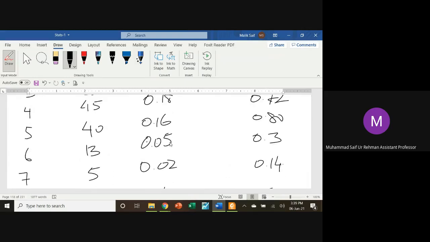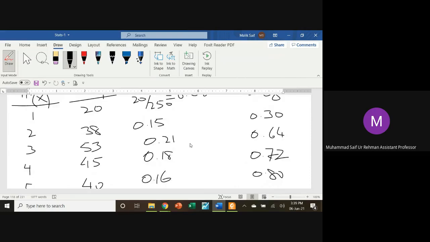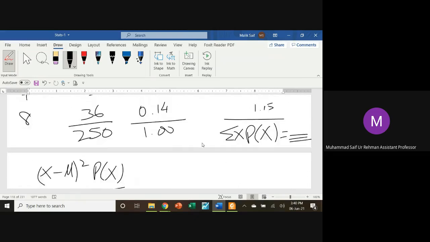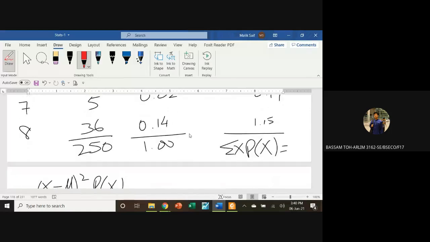1.12 plus 0.14 plus 0.3 plus 0.8 plus 0.72 plus 0.64 plus 0.30 plus 0.08. What is your answer? Do you have these values in front of you? Simply add these values. 4.14. So this is your average.